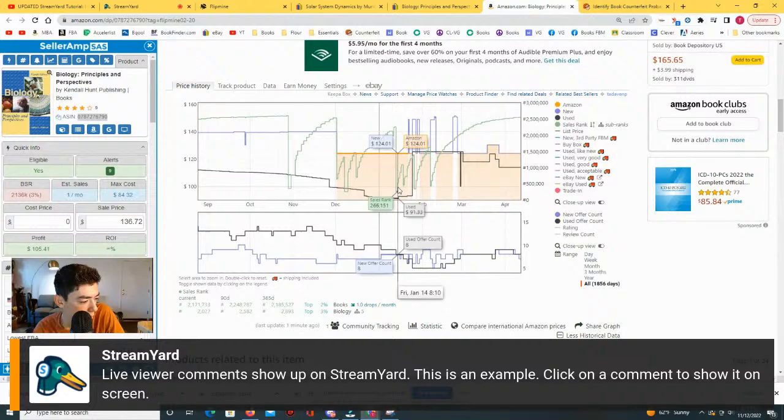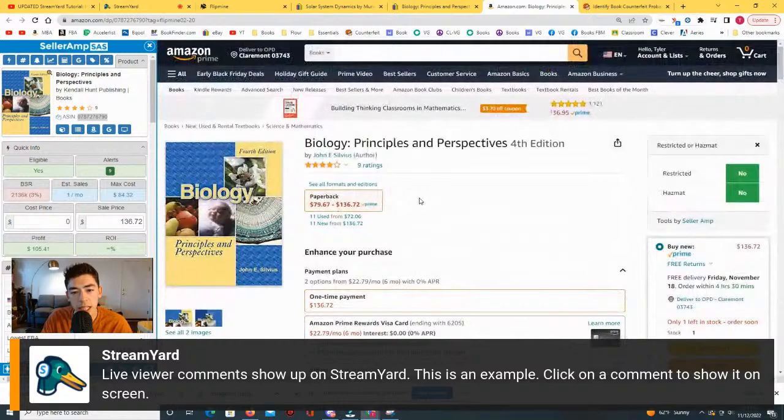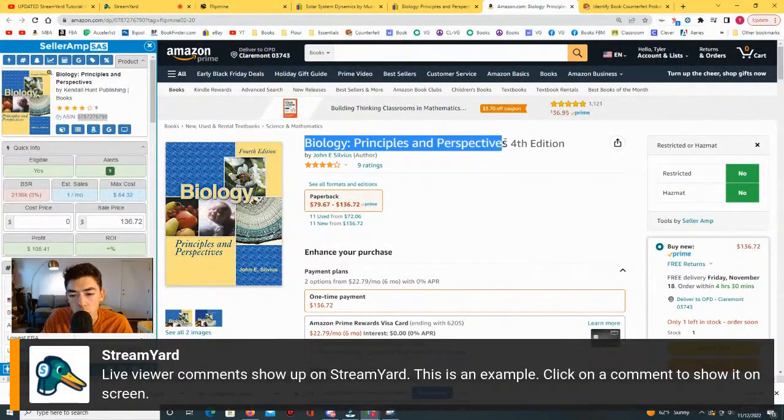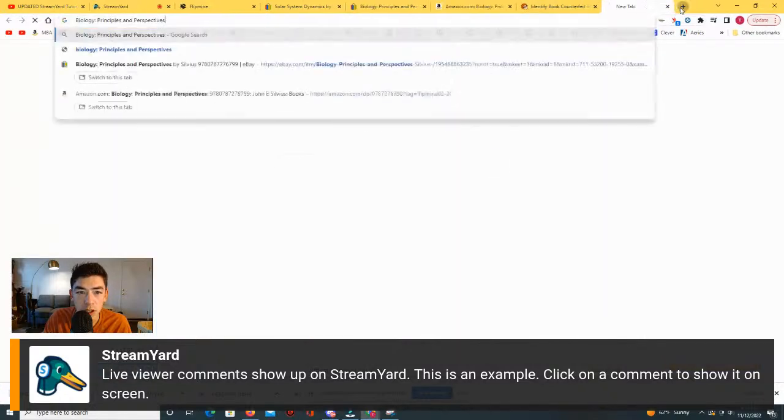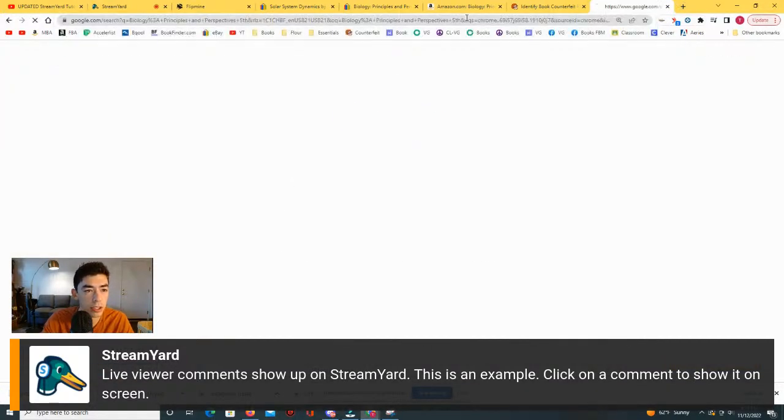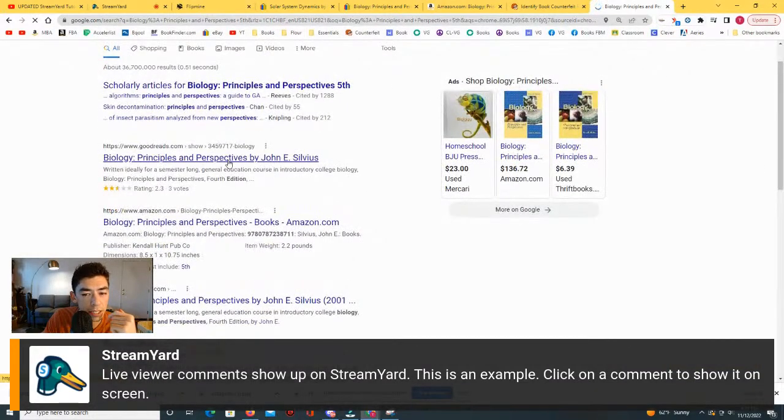Regarding textbooks, do you have a method for checking if a new edition is pending? Oh, that's a great question. The only way that I would do that is I would just actually Google the book. Right now this is the 4th edition. So maybe I'd Google that and type 5th edition and see if I can find it on a website that is actually like the publisher.